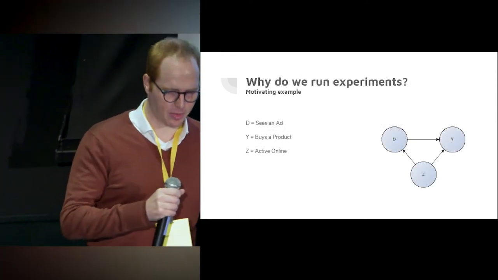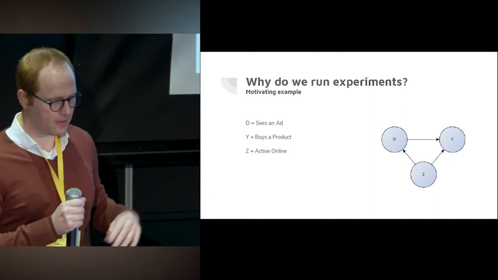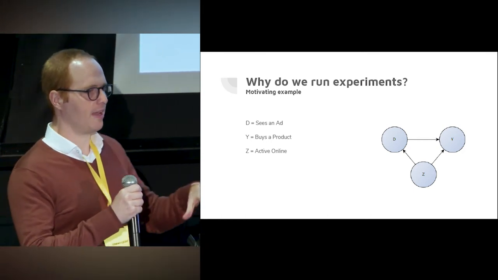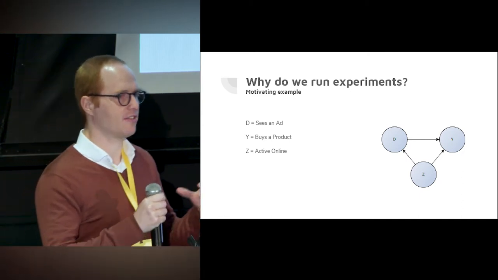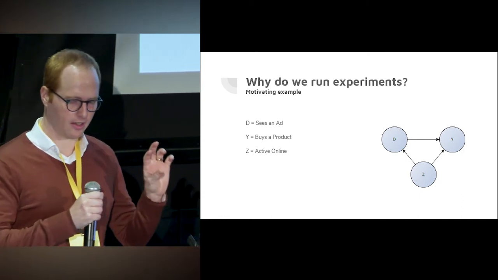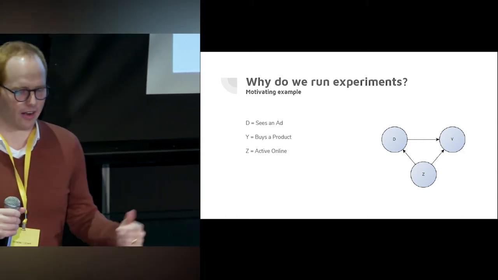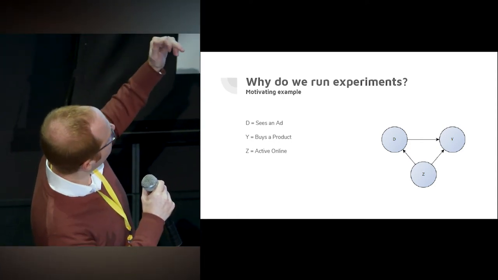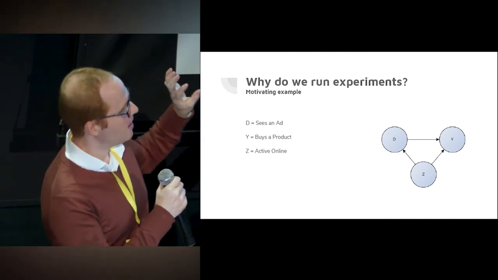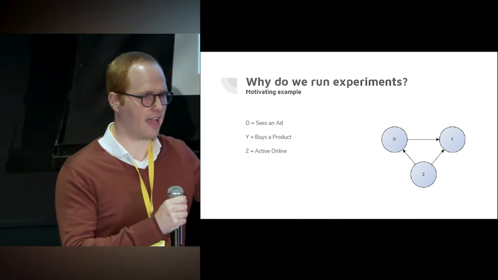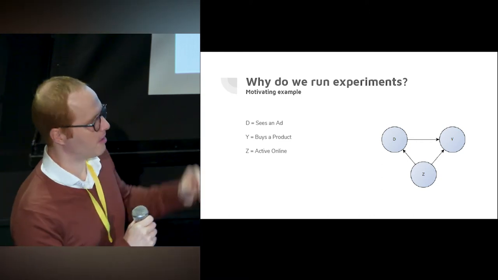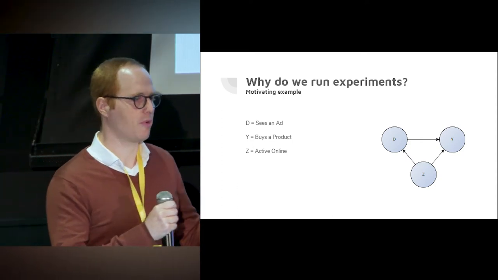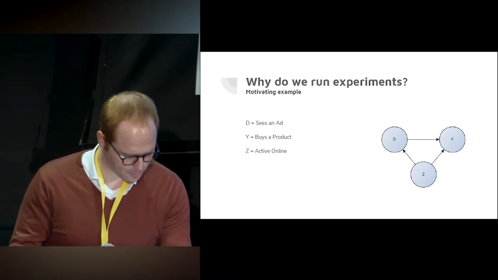Cool. So let's look at why we run an experiment with a motivating example. So D, our causal state, is whether a person on a website sees an advertisement. Y is whether they buy an associated product. And Z is whether they're active on the internet. There are circles drawn for each of these variables, and arrows pointing from cause to effect in each case. So we expect that the ad has an effect on whether you'll buy a product. We expect your online activity has an effect on whether you'll see the advertisement. It also has an effect on whether you'll buy the product. So people who are more active online are more likely to see ads. People who are more active online are more likely to purchase products online. So that's the basic setting.